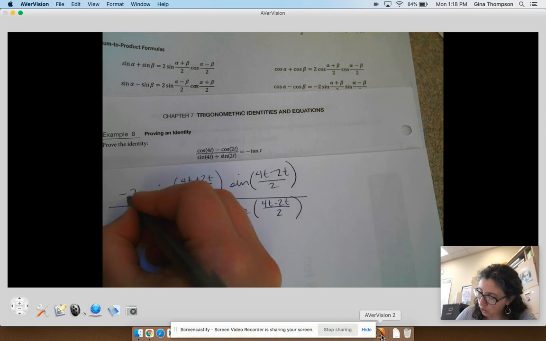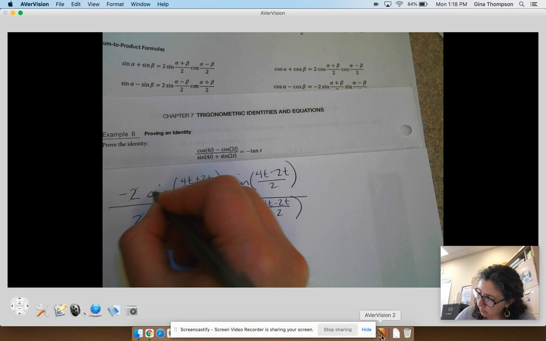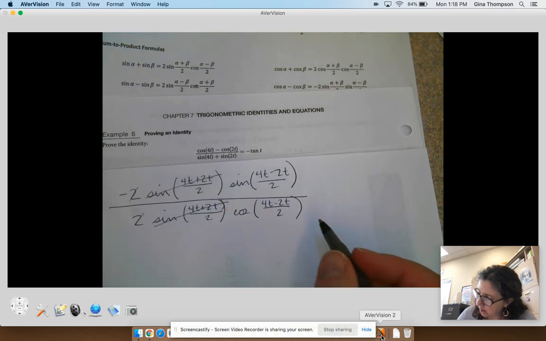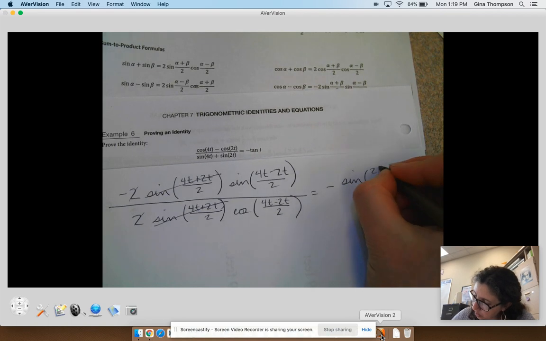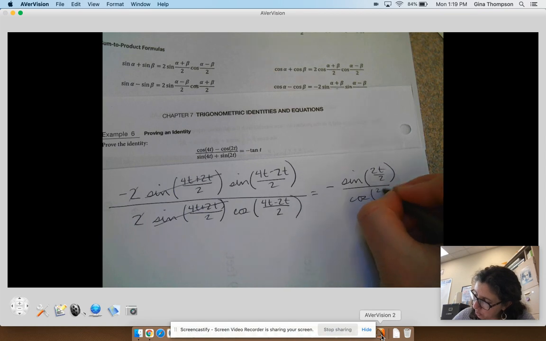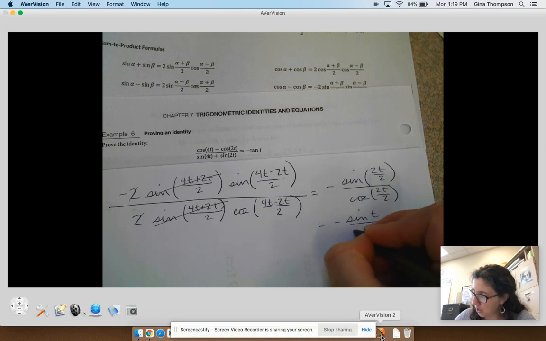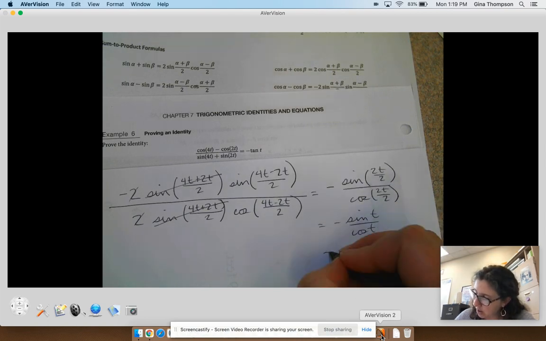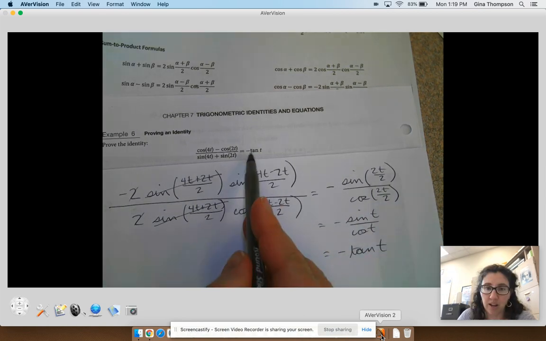And now let's see, these 2's are going to cancel. This is going to cancel too. So this is going to give me minus sine of 2t over 2 divided by cosine of 2t over 2. Well, I could write that as minus sine of t over cosine of t, which is negative tangent of t, which, hooray, is what we're trying to show.